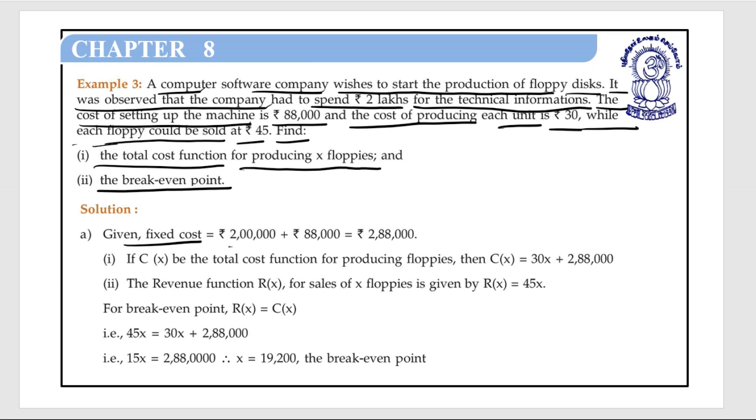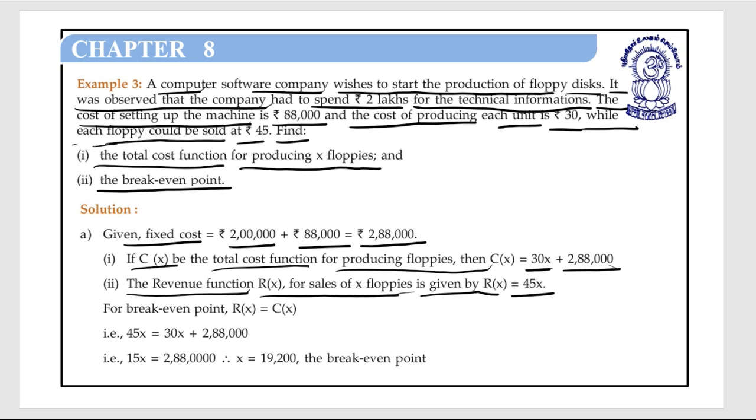Fixed cost is rupees 2 lakh plus 88,000 for setting up the machine. So total fixed cost is 2 lakh 88,000. If C of x is the total cost function for producing x floppies, then C of x is equal to 30x plus 2,88,000. The revenue function R of x for sales of x floppies is given by R of x is equal to 45x.